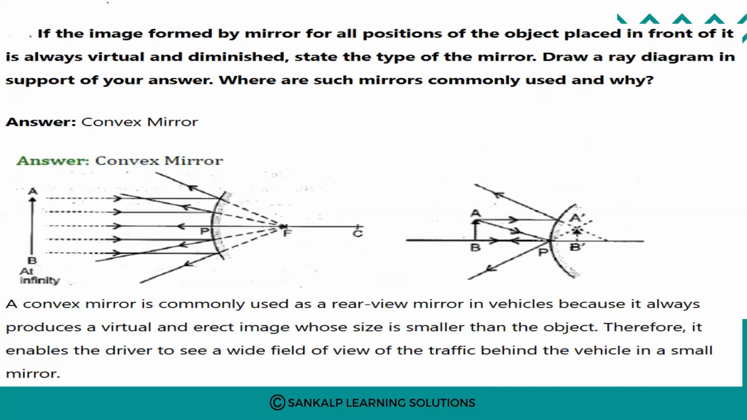Okay, the next one. If the image formed by the mirror for all positions of the object placed in front of it is always virtual and diminished, state the type of the mirror. Draw a ray diagram in support of your answer. Where are such mirrors commonly used and why?